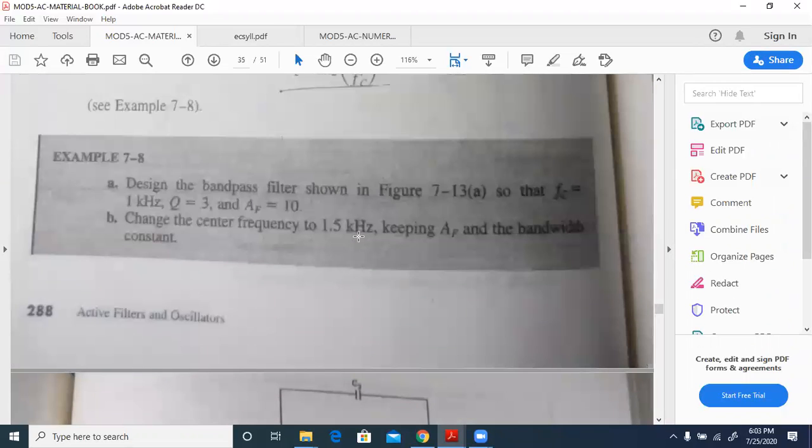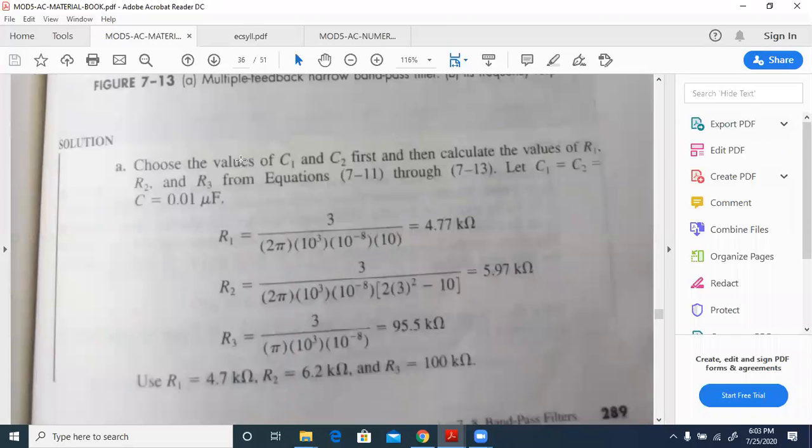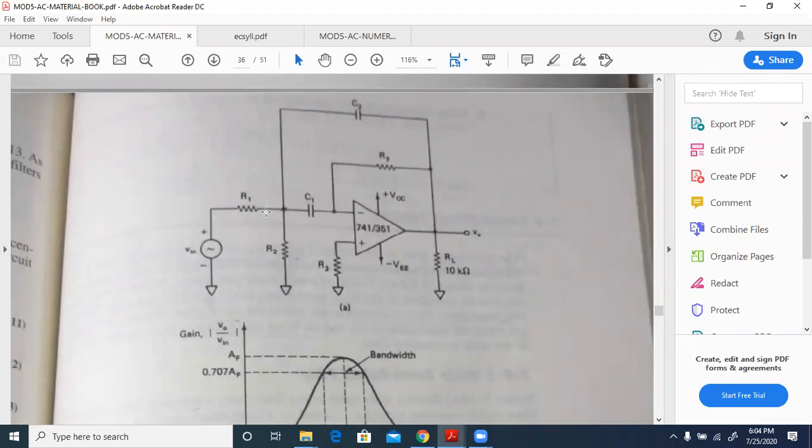We'll go for the straight design. Choose the value of C1, C2 first, and then calculate the value of R1, R2, and R3 from equations 7.11 through 7.13. So we need to choose the value of C1, C2. We should choose it less than 1 microfarad, so choose 0.01, whatever the frequency. Then use the formula from 7.11 to 7.13.